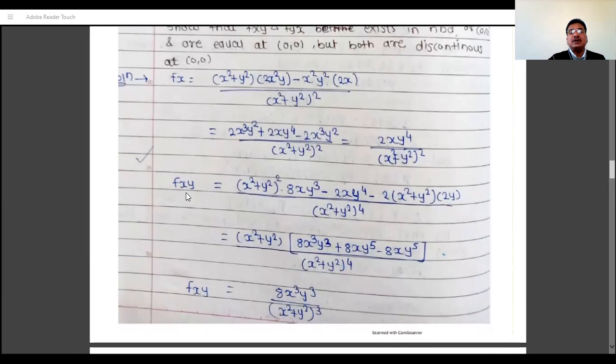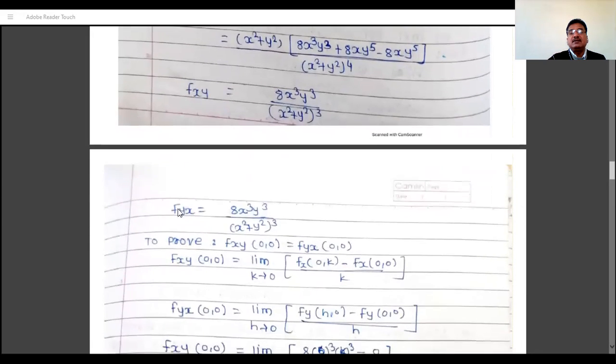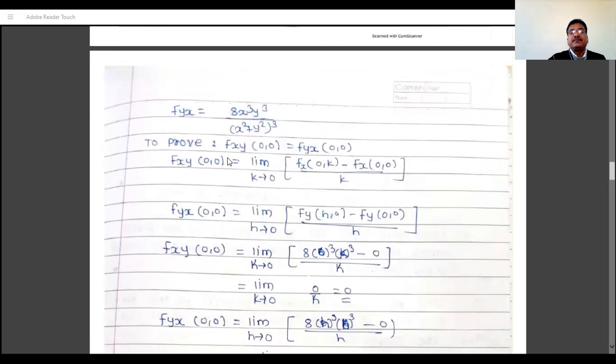Then fxy. Fxy means what? The derivative of this fx with respect to y. Again by the u by v rule, we have this. And fxy is this, and then fyx is also the same because the function is symmetric.